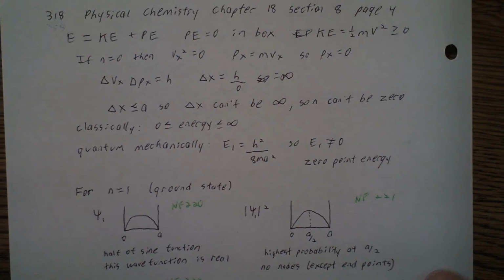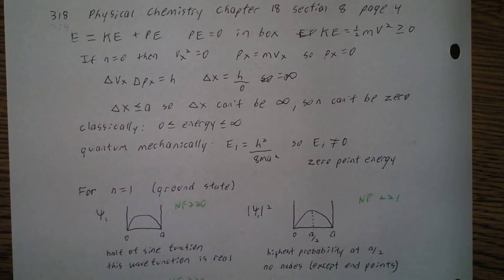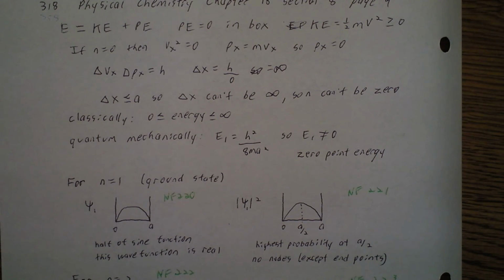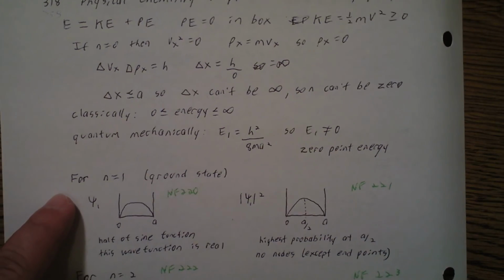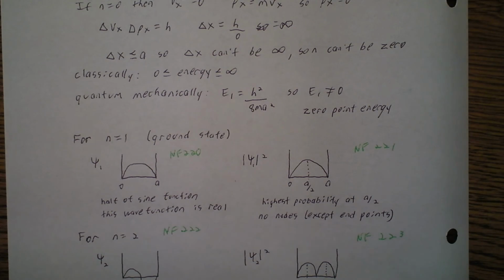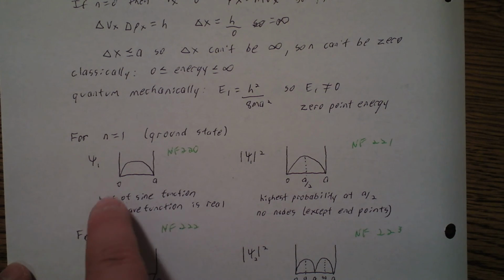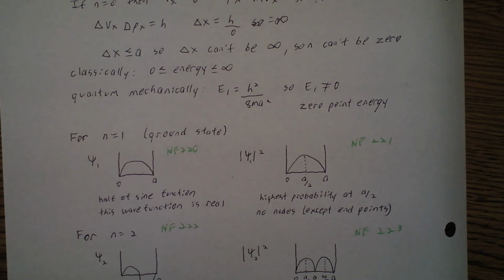So anyway, classically, though, we could say energy is greater than or equal to 0 and less than or equal to infinity. But quantum mechanically, E1 is equal to h squared over 8ma squared. So energy level 1 is not equal to 0, and that's zero point energy. Okay, so let's talk about n is equal to 1, the ground state. So here's psi of 1, from 0 to a. Here's the shape. It's half of a sine function.